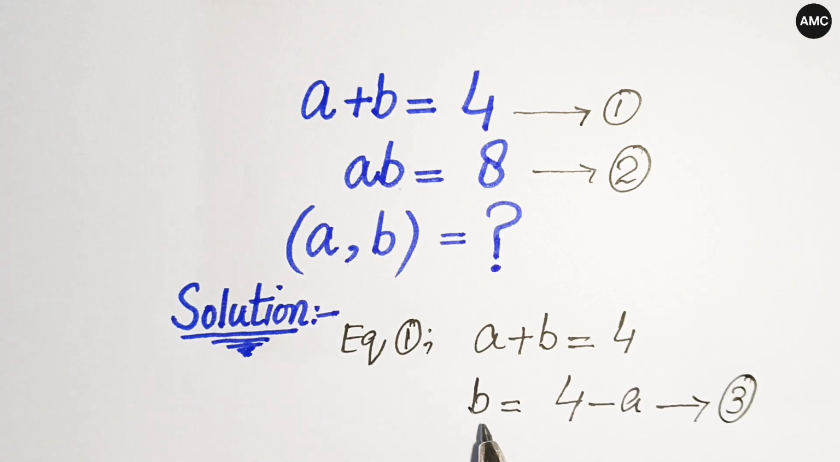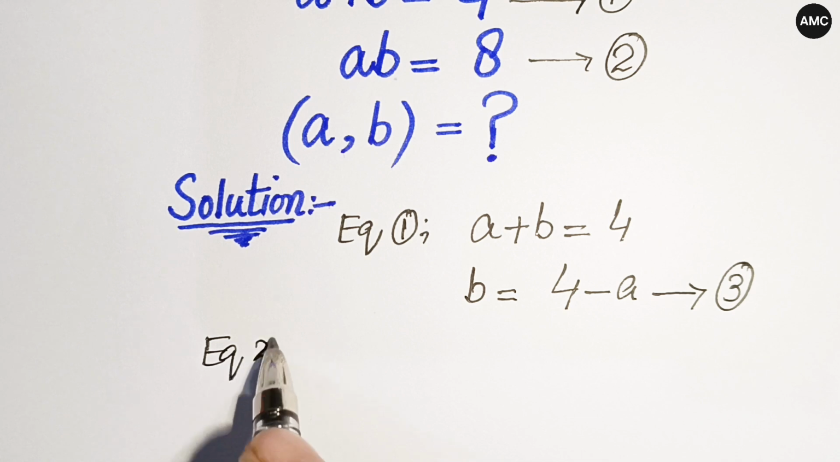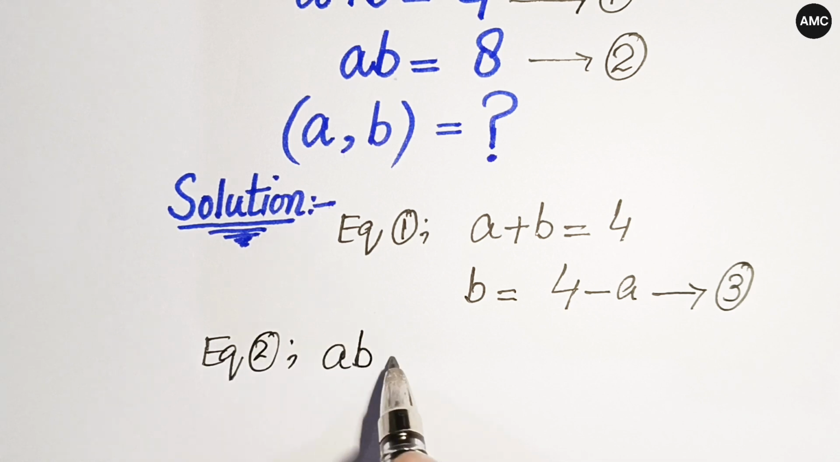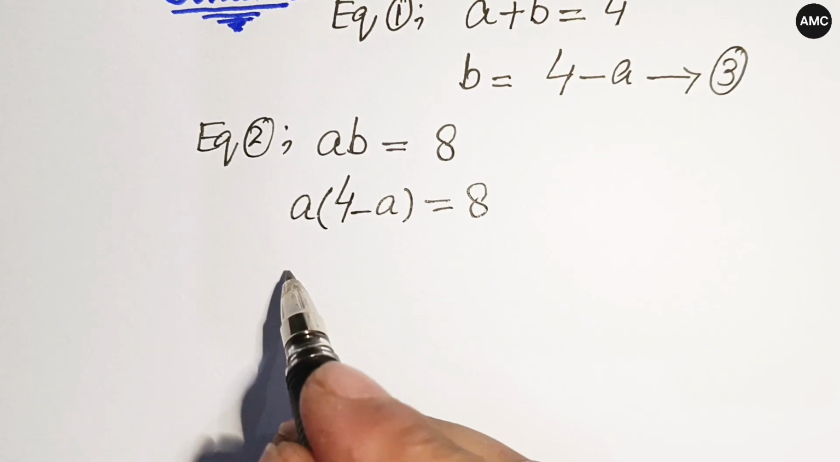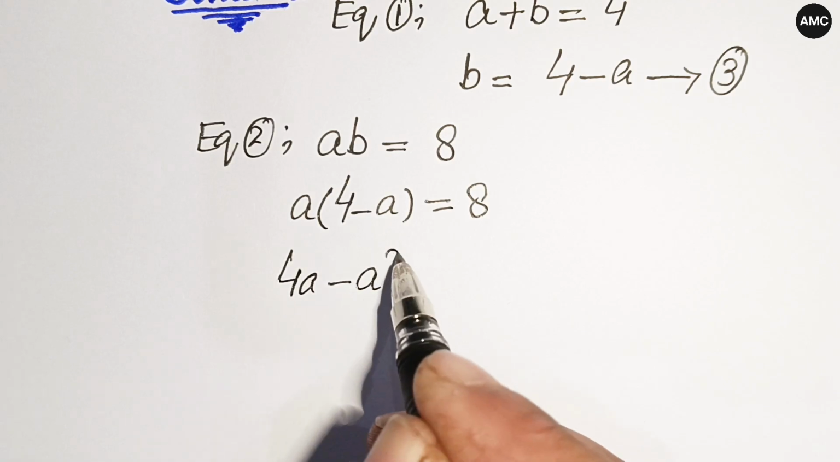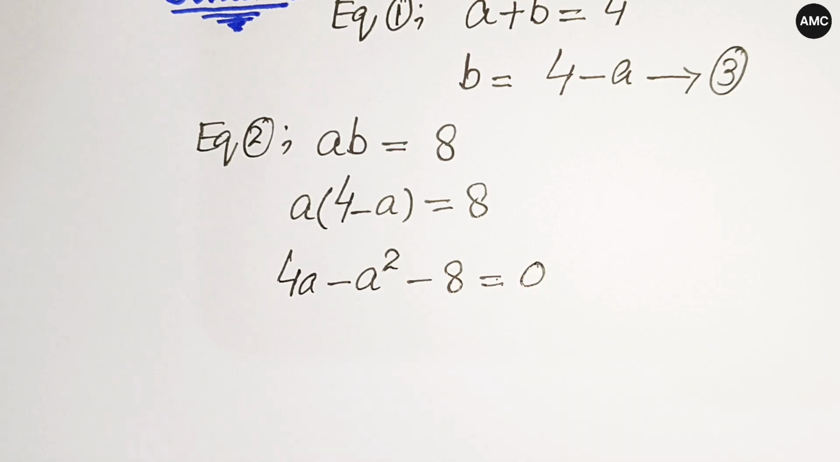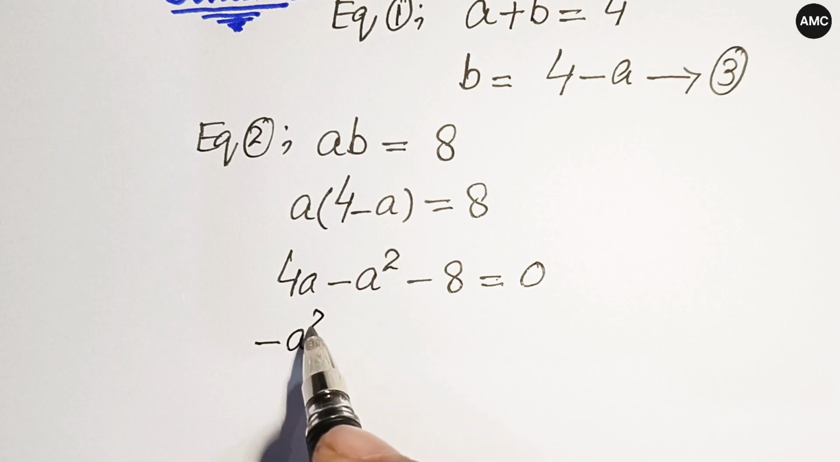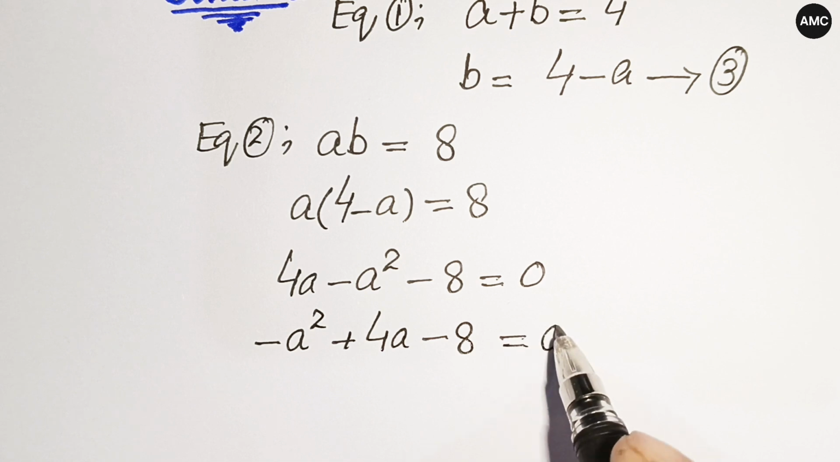Now putting this value of b in equation number 2, that is a times b is equal to 8. So when b is equal to 4 minus a, then we have a times 4 is 4a, minus a times a is a squared. Shifting this one, we get minus 8 is equal to 0. Now by rearranging, we get minus a squared plus 4 times a minus 8 is equal to 0.